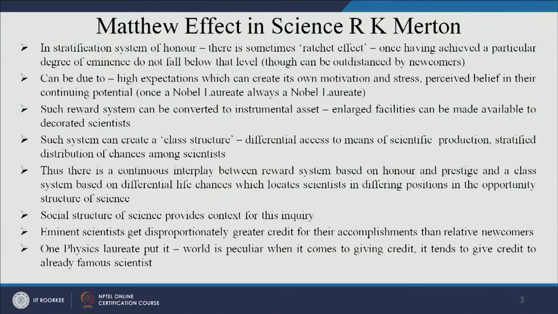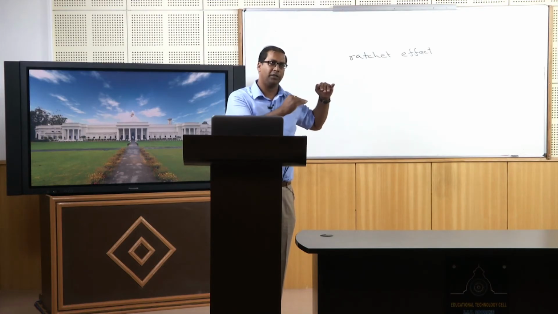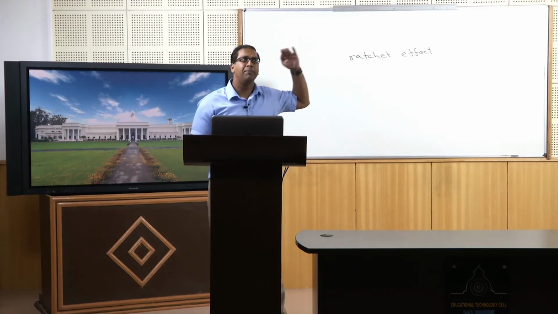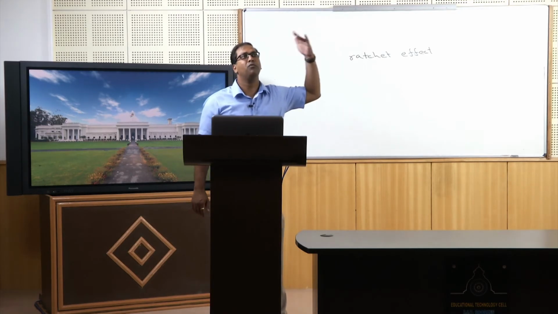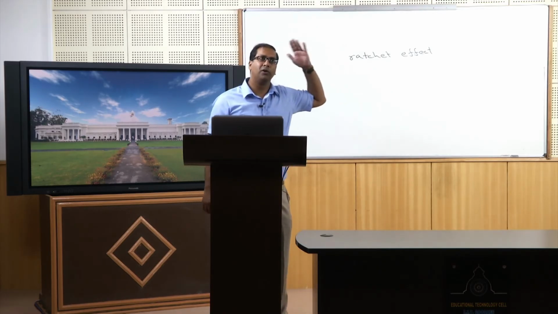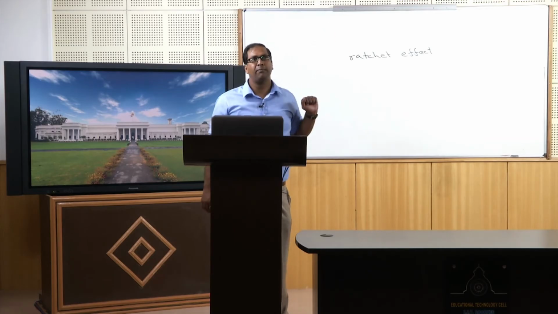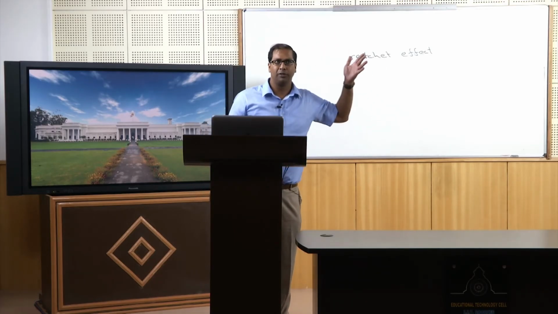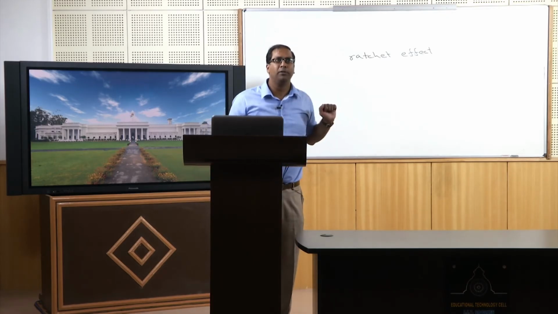There is a continuous interplay between a reward system based on honor and prestige and a class system based on differential life chances, which locate scientists in differing positions in the opportunity structure of science. Essentially, it means that people who are already famous because of the immense contributions they have made keep getting more opportunities, more facilities, and that further helps them to remain in the limelight, to make more contributions, and to remain at the top. They don't fall below that level.